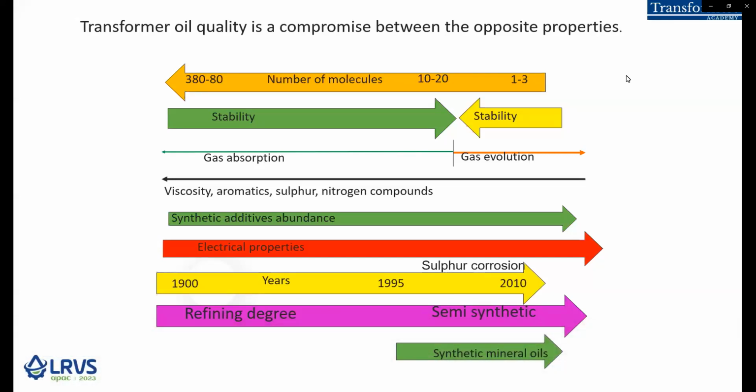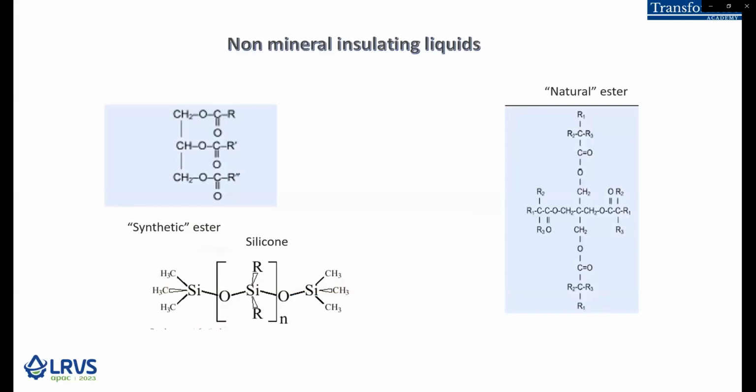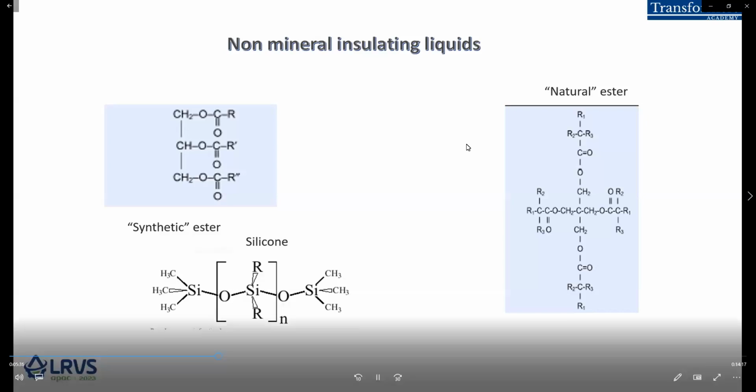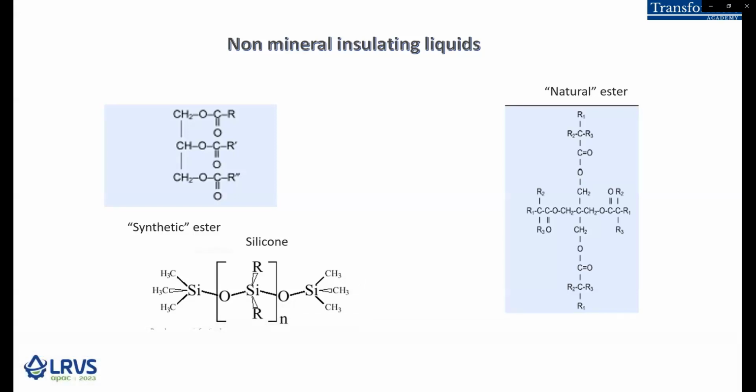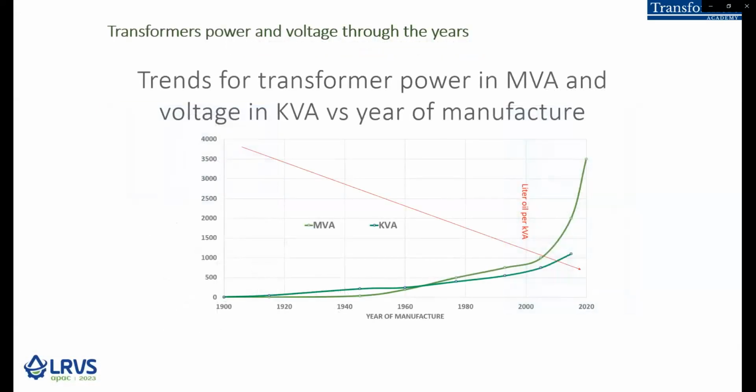Next slide, please. Non-mineral insulating liquids are manufactured from silicon or vegetable resources. They are quite different liquids. We should not call them oil at all, as they differ from mineral oils with different properties, beneficial, and also some of them are problematic for power transformers. The user should select the liquid or the oil according to the specification of the transformer.